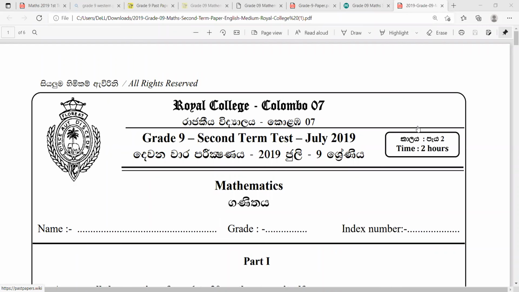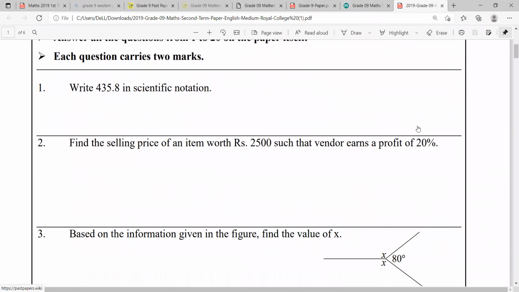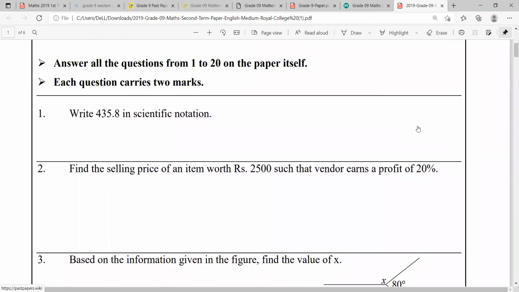Dear students, here we are going to discuss this paper, grade 9, second term test 2019 of Royal College. We will discuss how to do these questions, how to solve these problems and get the maximum marks. So let's start here, right?